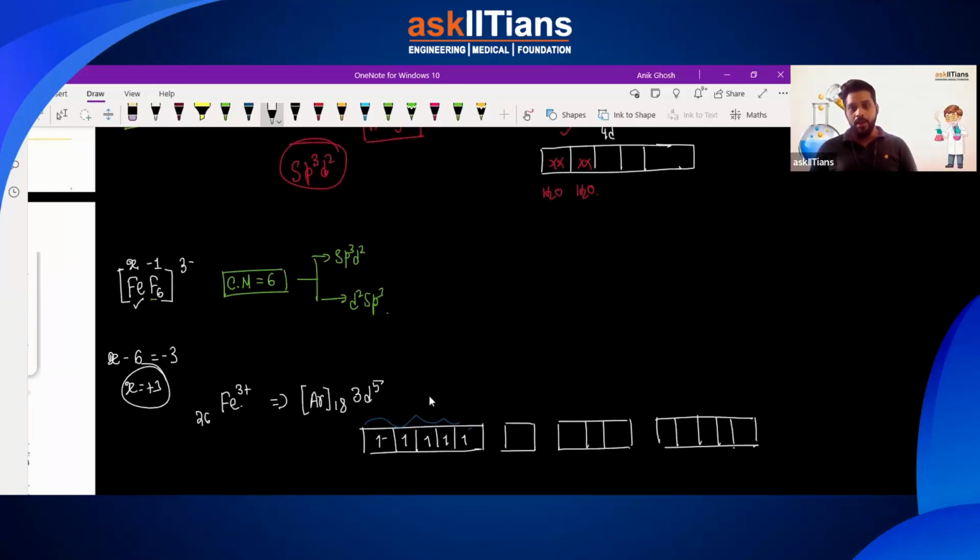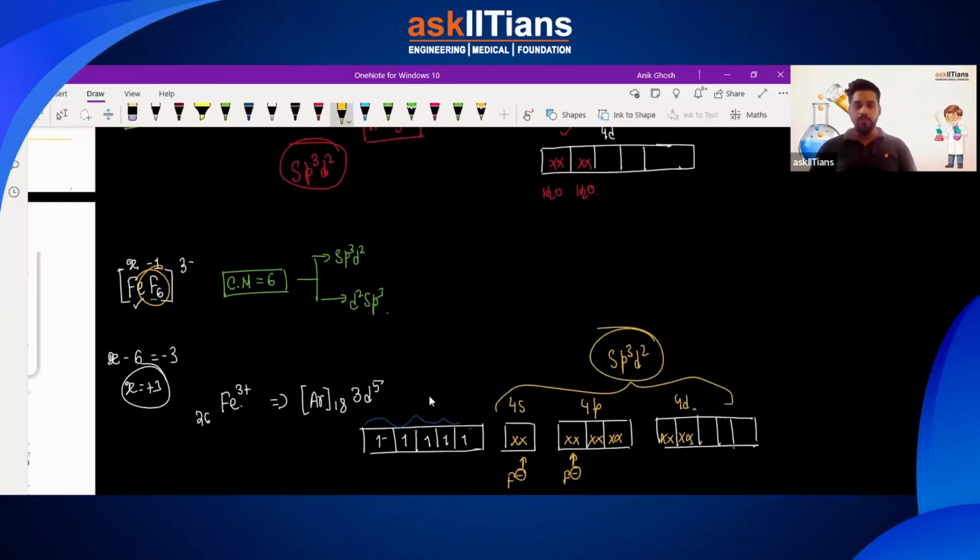One F minus would come, it would donate both the electrons. Second F minus would come, it would donate both the electrons. Third, fourth, fifth, sixth. Total 6 fluorines are there. So I'll be putting 6 electron pairs in 6 orbitals. Which orbitals are we using, guys? 4s, 4p, 4d. So what is the hybridization then? Again sp3d2. Understood? Now let's go for the next question.